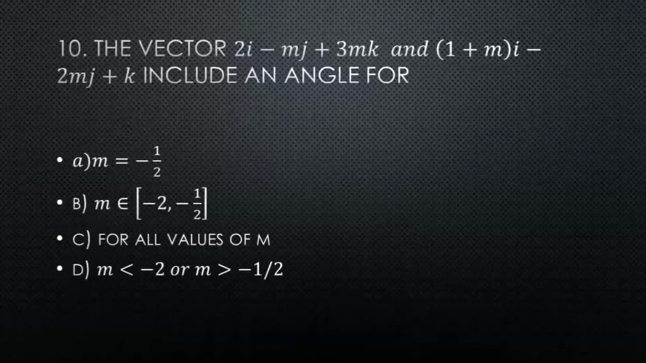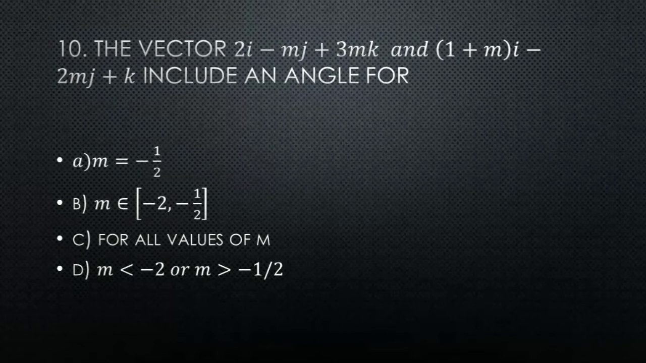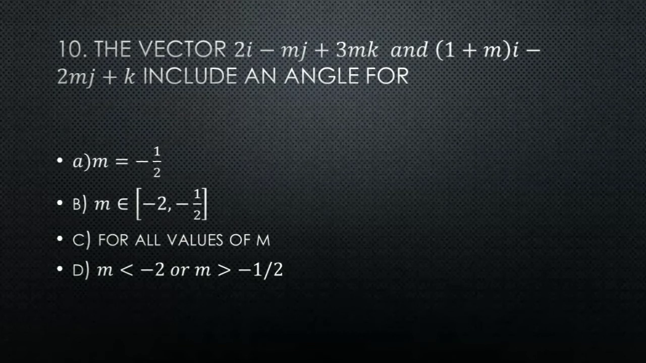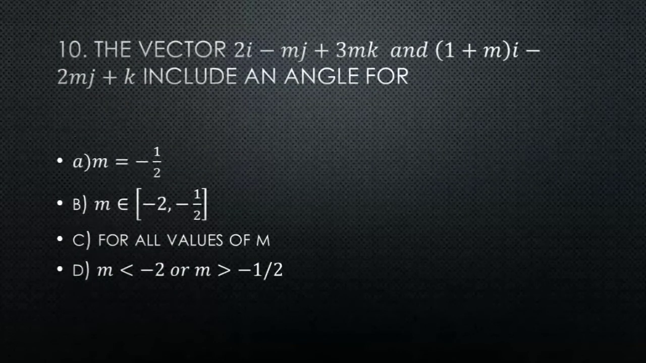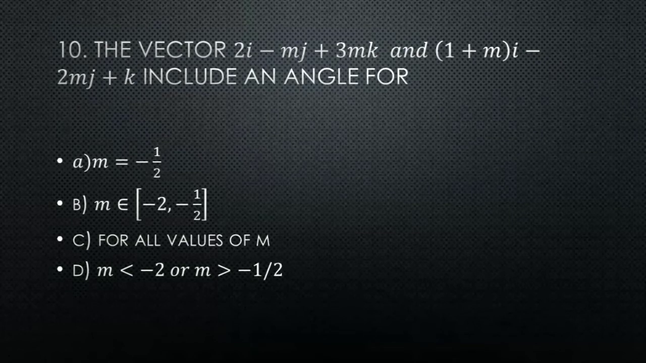See the next one. The vector 2i minus mj plus, okay, 1, I cannot see that value here. And i plus (-2m)j plus k include an angle for. You need to find the value of m. Two vectors are given, then it includes an acute angle for m is equal to minus 1 by 2, or m belongs to minus 2 to minus 1 by 2, or for all the possible values of m, or m is less than minus 2, or m is greater than minus 2.